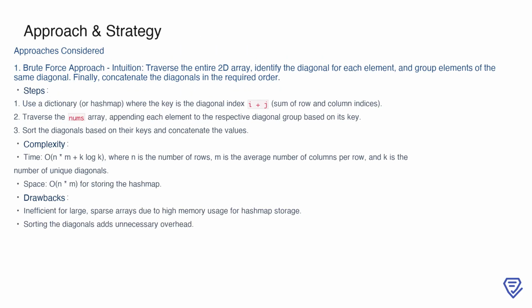To solve this problem, we first considered a brute force approach. The main idea here is to traverse the entire 2D array and group elements that belong to the same diagonal, identified by the sum of their row and column indices, which we'll call the diagonal index.